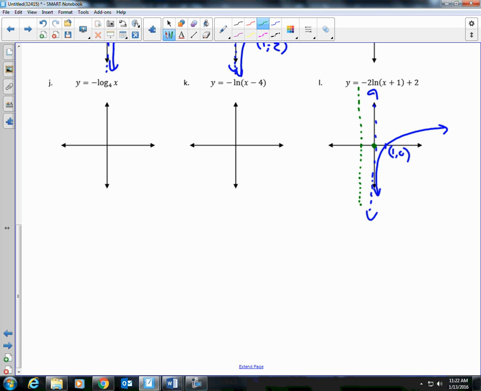Does that change the location of this point? Yes, it will go up 2. So I'll have a coordinate of 0, 2. And then instead of the graph starting down and finishing up, it will start up and finish down. No, we won't show the stretch. We would have to plot more points to show that, and we're just not interested in that.